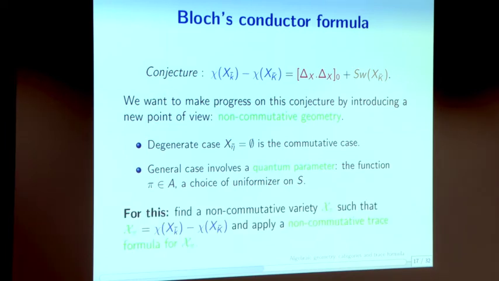Okay, so what we're going to do now, we're going to introduce a non-commutative space, X_p. So p here is this function. And we want to say that, there are many things. We want to say that the Euler characteristic of X_p is the difference of the Euler characteristics. There is a chi missing here.